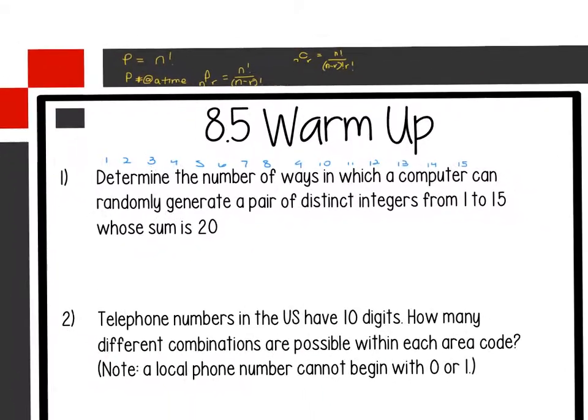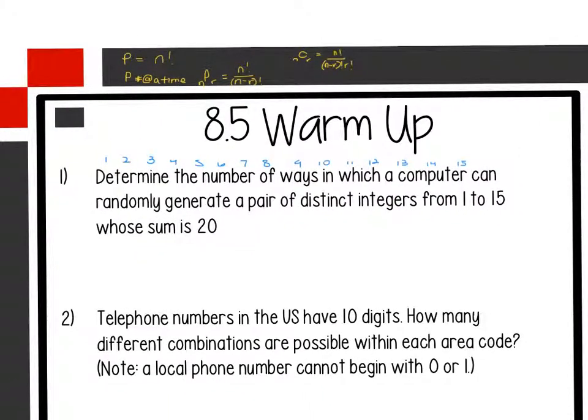Number 1 says determine the number of ways in which a computer can randomly generate a pair of distinct integers from 1 to 15 whose sum is 20. What does distinct mean? No, so integers is the whole number part of that, right? But what does distinct mean? Yeah, can't be the same. So what does that mean in terms of this numeric set? 10 and 10. I can't use 10 and 10.